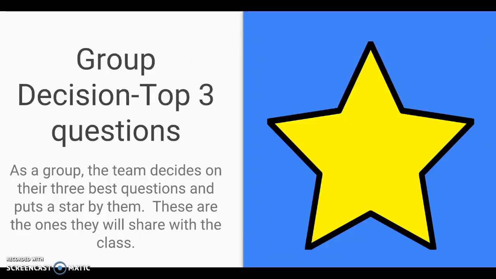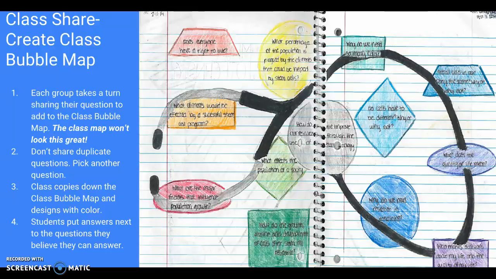Then the group should come together and decide on all the questions, which 3 questions they feel are the best ones and that they want to put into a classroom bubble map. Here's an example of a bubble map that I have done for an essential question on biomedical sciences with students before. And what happens is that, first of all, you need to make a class bubble map.